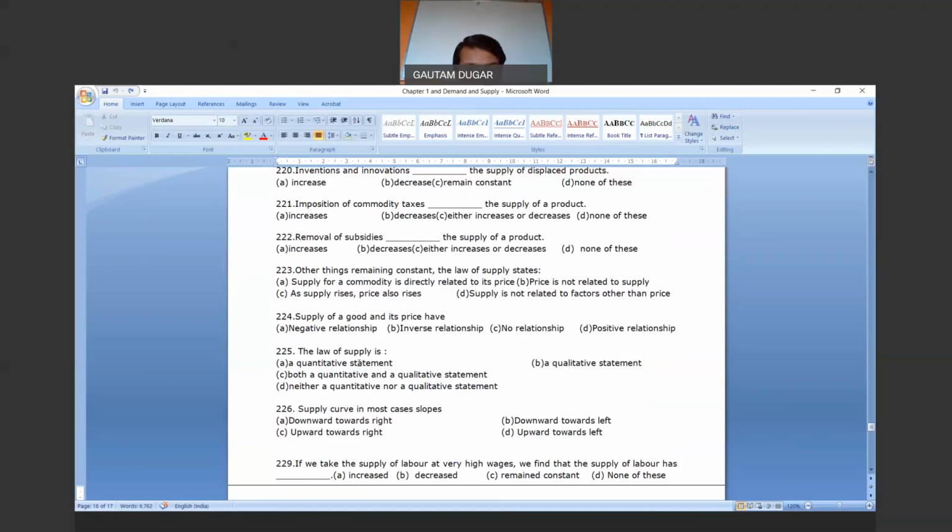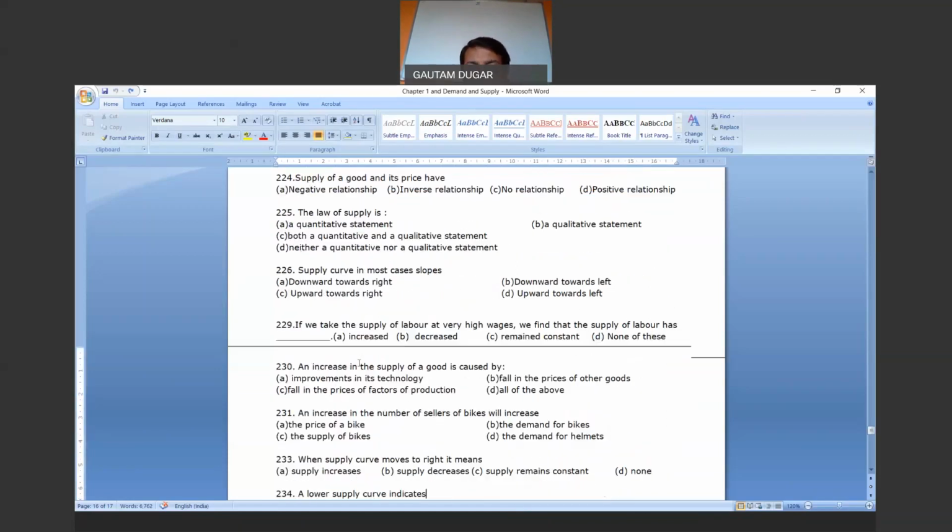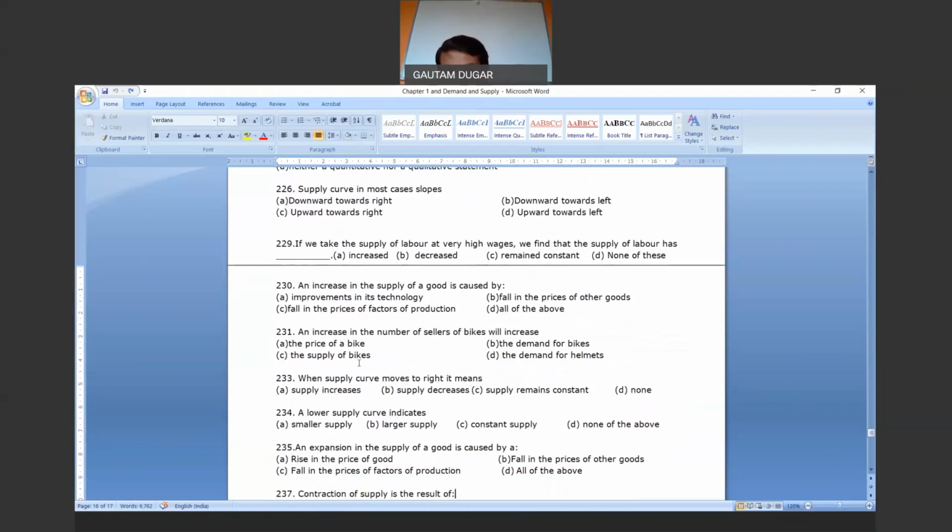24. Supply of a good and its price have positive relationship. Option D is correct. 226. Come on to 226. Supply curve in most cases slopes upwards towards the right. It's option C. 226 is C. Supply curve in most cases slopes upwards towards the right. Option C.